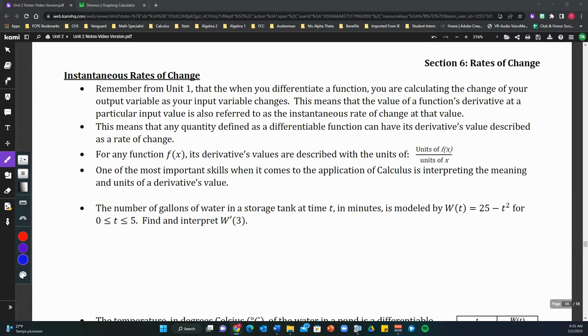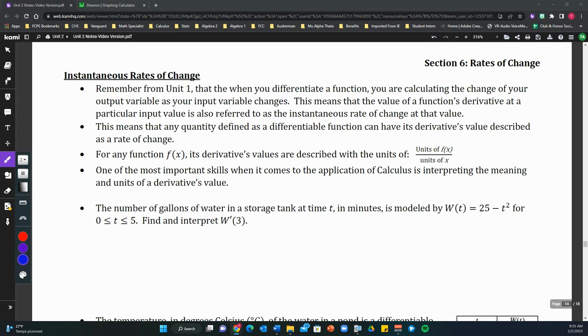So today's topic is on rates of change. Today's video is really going to focus on applications of these derivative functions and how we can take real-world situations and apply this calculus concept to them, and then how we interpret those results.